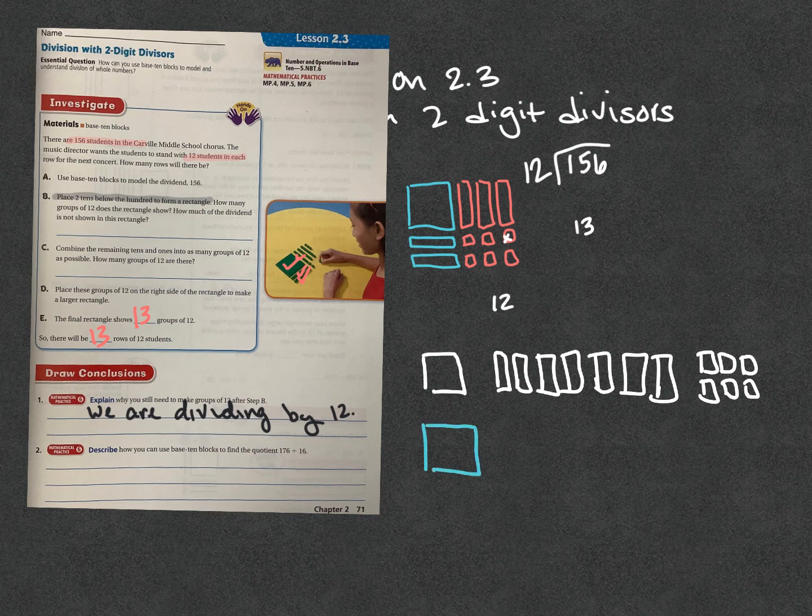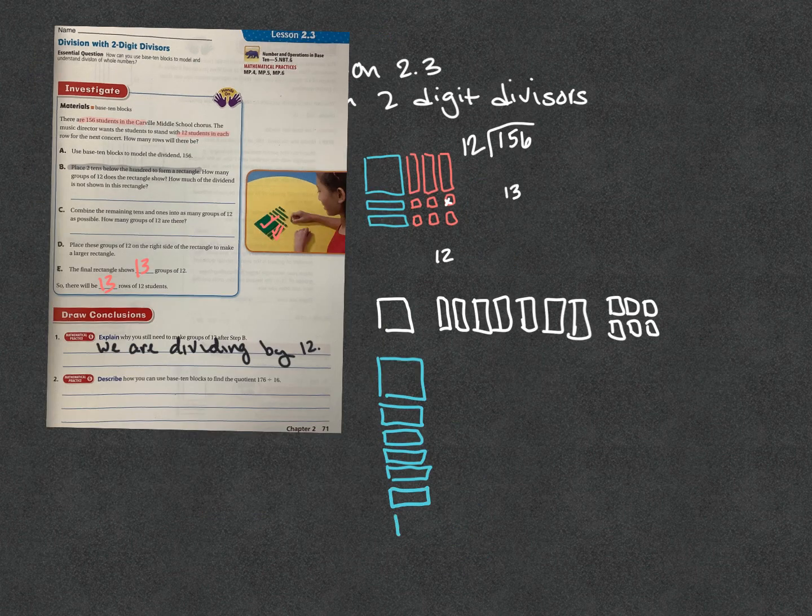Okay, I'm going to place those in a row of 16. So there's 100, which is 10 on one side, right? 10, then 11, 12, 13, 14, I ran out of room, 15, 16. So I had that 100, then 1, 2, 3, 4, 5, 6. Okay, so now I want to take the rest of these and make a rectangle out of it. So I'll do 10 right here. And then I have these 6 ones, 1, 2, 3, 4, 5, 6.